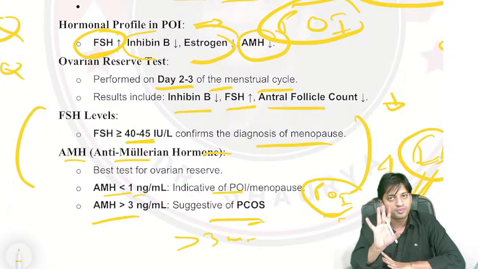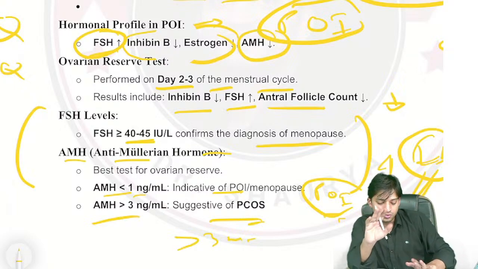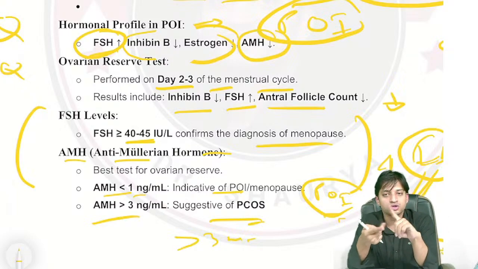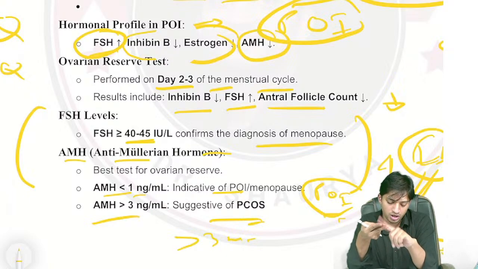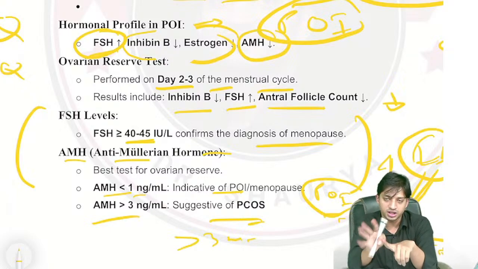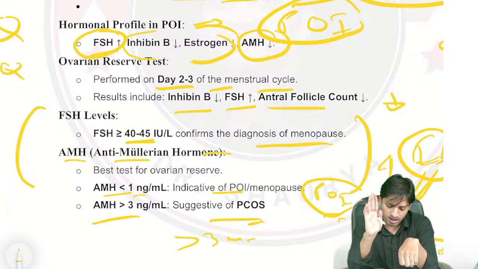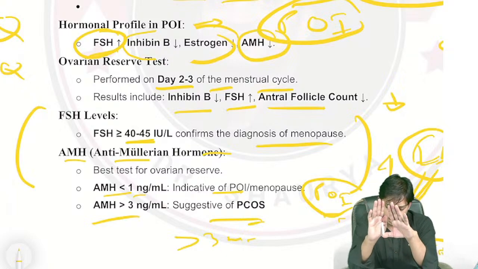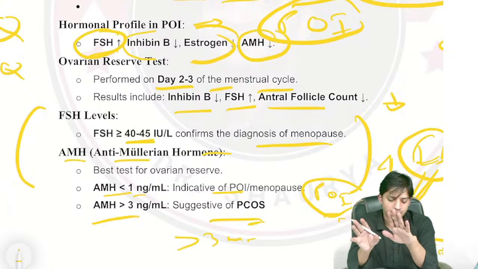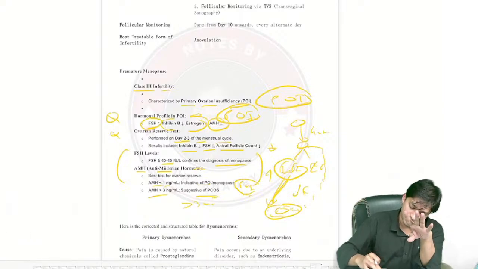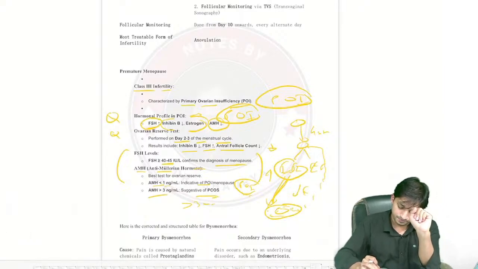What do you have to remember for primary ovarian insufficiency? I'll tell you: FSH will increase, estrogen decreased, anti-Mullerian hormone again decreased, very low, and inhibin B is also decreased. These 4 features you need to remember. The AMH level will be less than 1 nanogram per milliliter, and it is solved. Primary ovarian insufficiency testing, it is done.